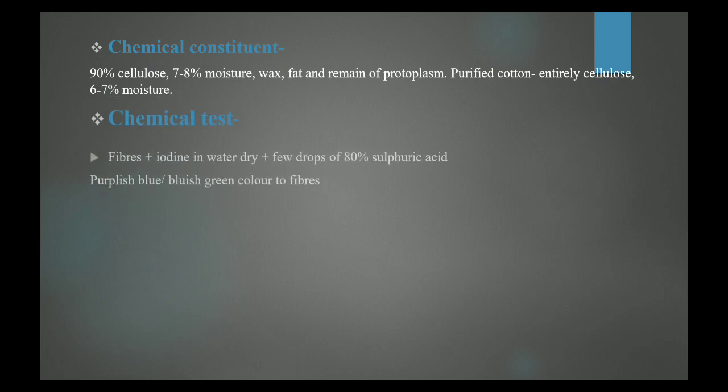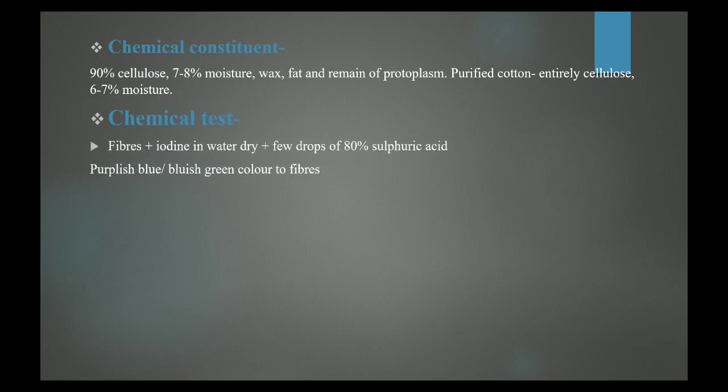Then chemical tests. First test: fibers plus iodine in water, then dry, then add a few drops of 80% sulfuric acid. Then a purplish blue or bluish green color is observed, so fiber is present. The test is positive for fibers. Next is fibers plus dilute NaOH or HCl. It will be insoluble, which is a positive test for fibers. Fibers plus 66% H2SO4 sulfuric acid: it is soluble, which is positive for fibers.